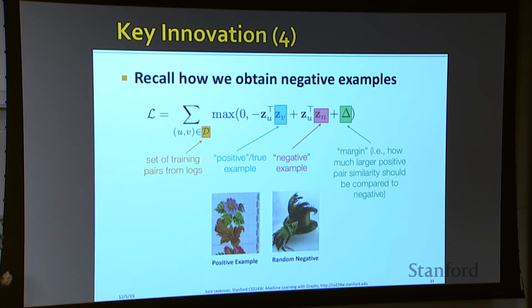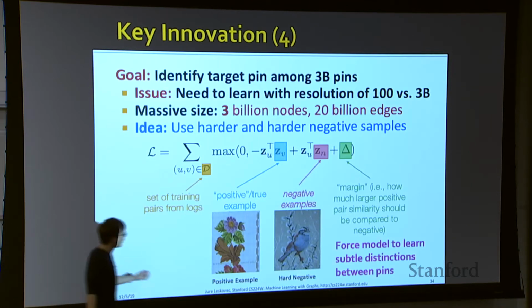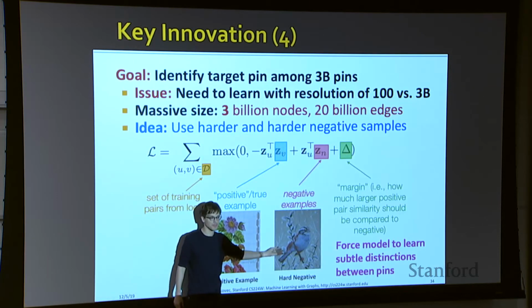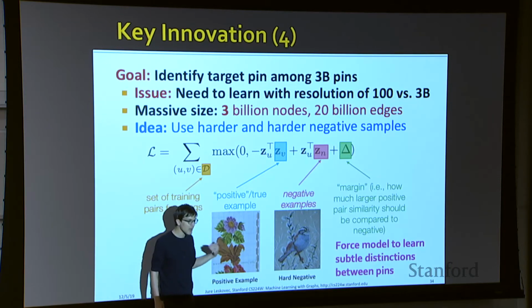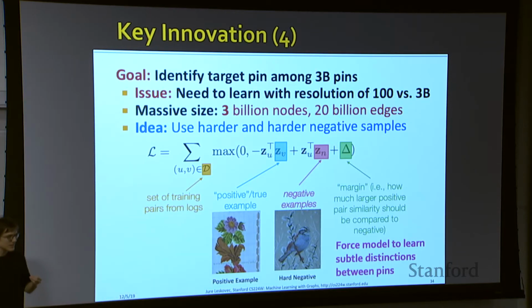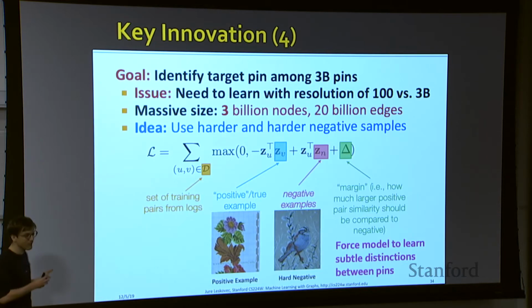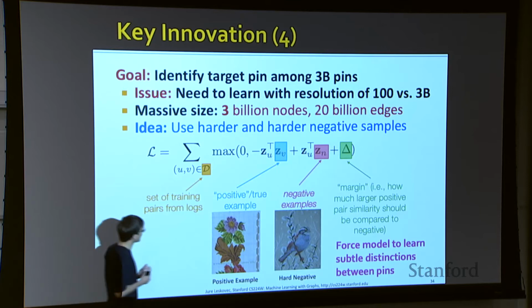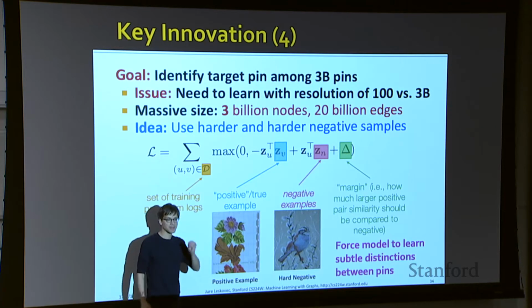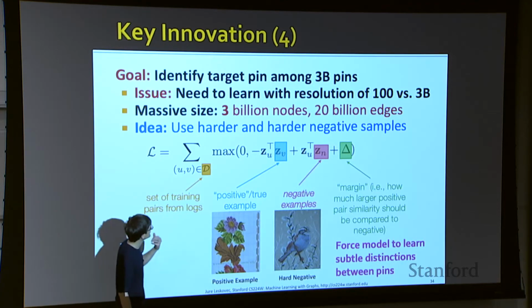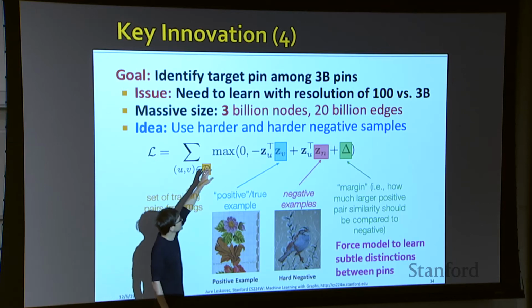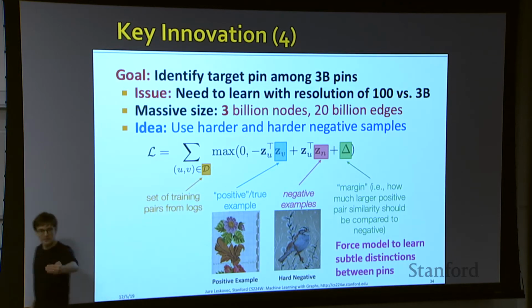So the idea is to come up with this notion of hard negative examples. Early on, we are able to use negative examples that are easy, but as the training progresses, we will be using harder and harder negative examples. And this will force our model to learn better and better. And as I said, why do we care about this? Because we only care what are the top 100 closest pins out of the 3 billion, and the rest we don't care about.